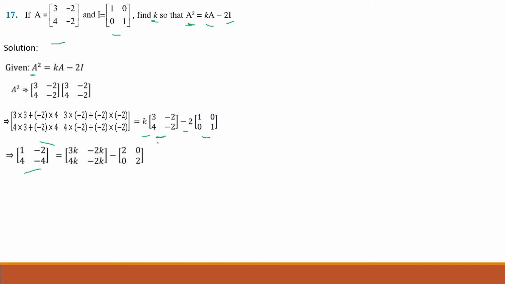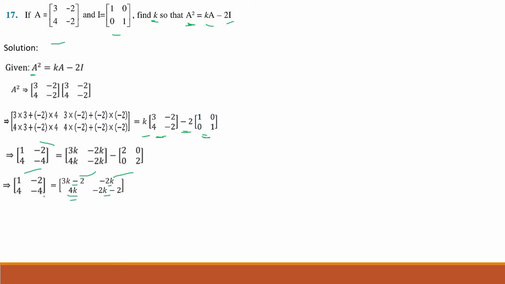यहाँ पे K जो है सारे एलिमेंट्स के साथ मल्टीप्लाई हो जाएगा एज इट इज अ स्केलर, 2 भी मल्टीप्लाई हो जाएगा सारे एलिमेंट्स के साथ। सो A स्क्वायर का मल्टीप्लीकेशन K into this matrix का multiplication 2i will be like this. Now simply we will subtract this matrix from this matrix, which is simply 3k minus 2k, 4k and minus 2k minus 2. So by equating the corresponding element we can find the value of k.